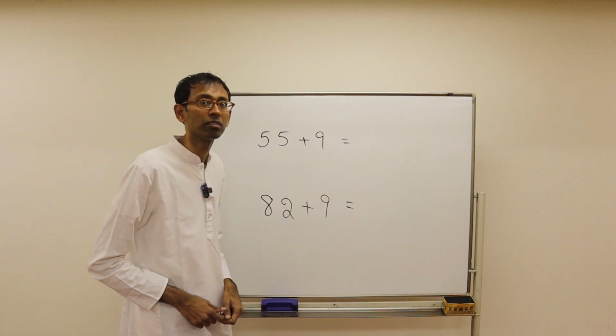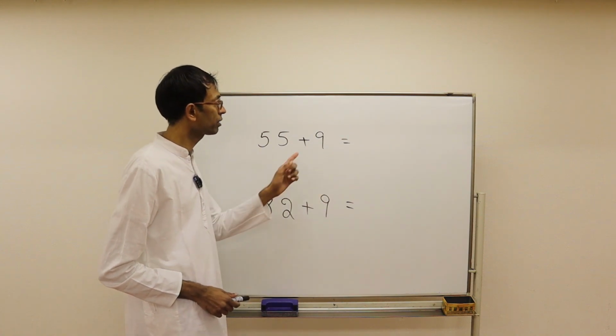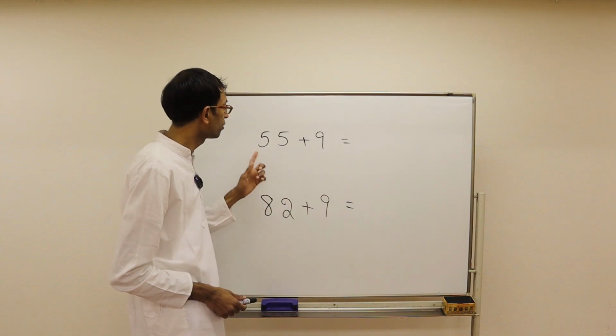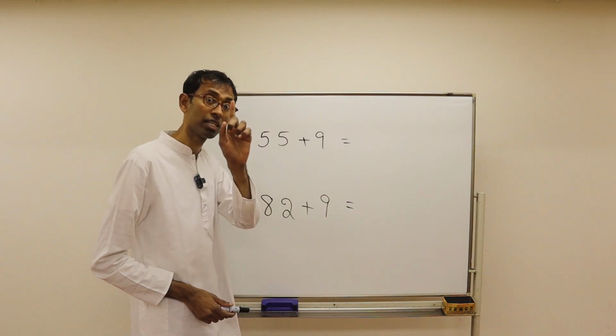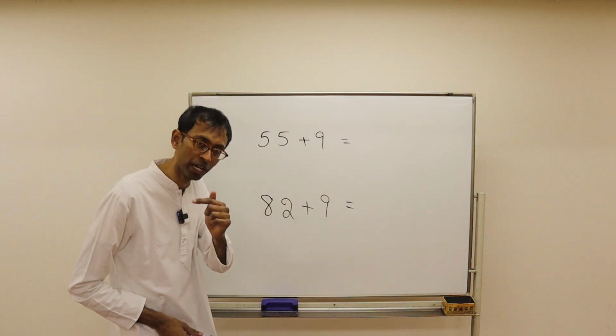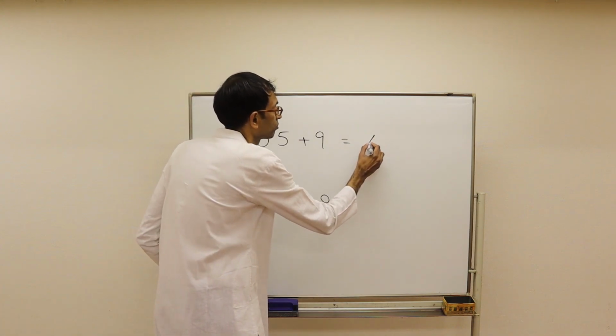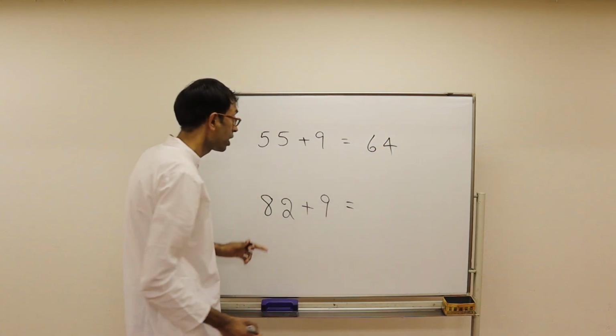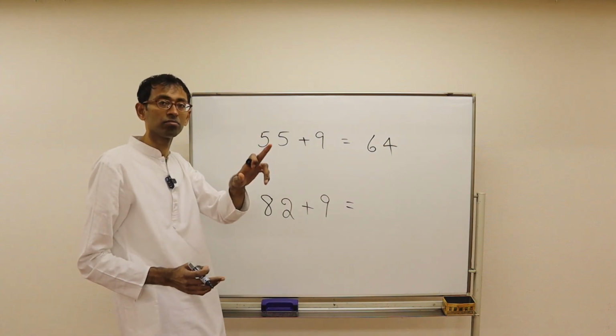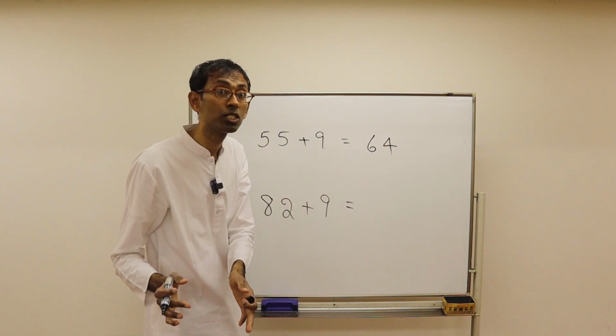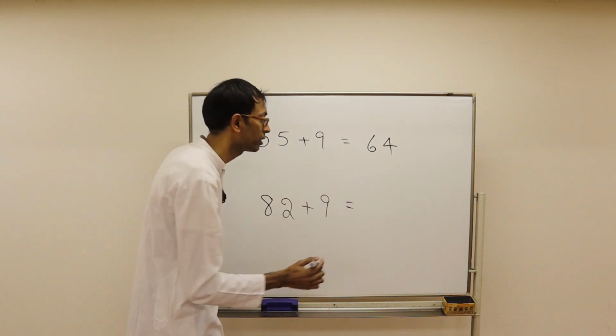55 plus 9. Okay, instead of jumping 9 steps, you jump 10. 55 plus 10 is 65. Minus 1 is 64. 82 plus 10 is 92. Minus 1 is 91.